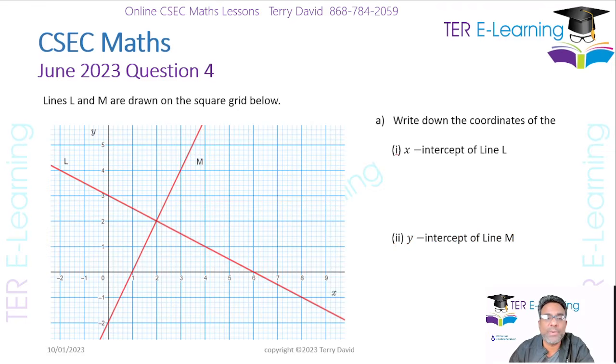Question 4, we have 2 lines here, L and M. Write down the coordinates of the x-intercept of line L. Now your x-intercept is where you cut your x-axis. So that's going to be here, and that coordinate is going to be 6, 0. So the answer for this one here is 6, 0. For part 2, they want the y-intercept of line M. So the y-intercept will be this coordinate here, which is going to be 0, minus 2. The common mistake that students make is to put minus 2 and 0. That is wrong.